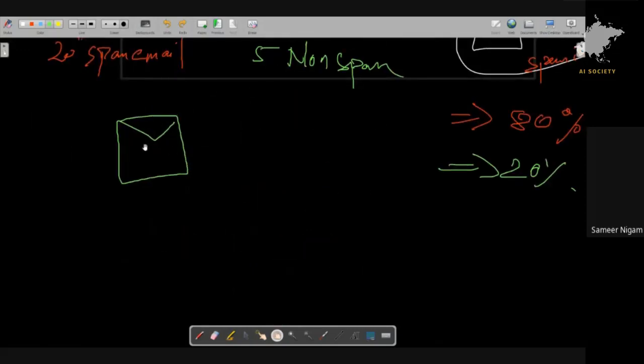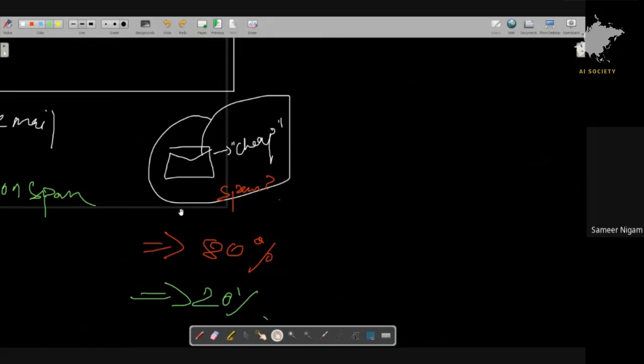That means you're just asking about probability, but here it is conditional probability. That means you have put a condition: the email is going to be either spam or not spam, and the condition is that the email contains the word "cheap". That is the concept, a little bit about conditional probability.